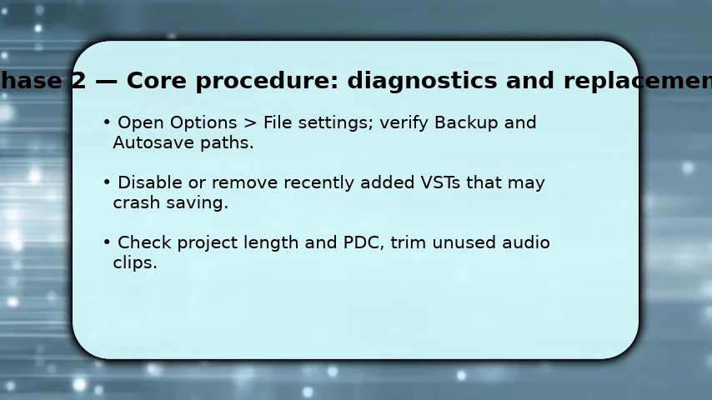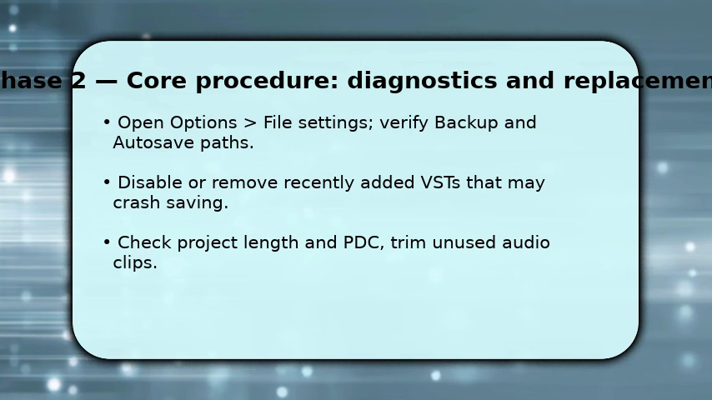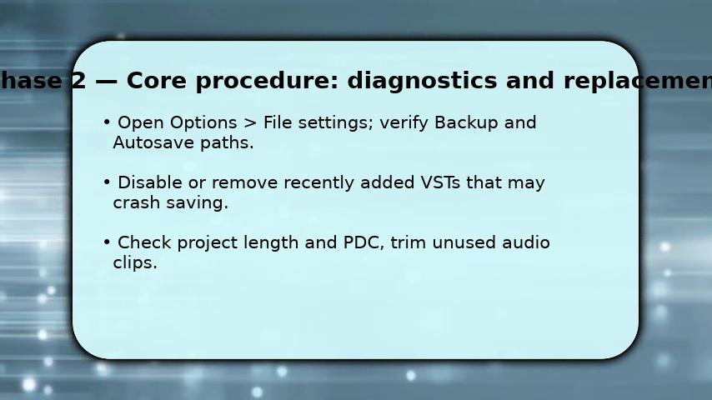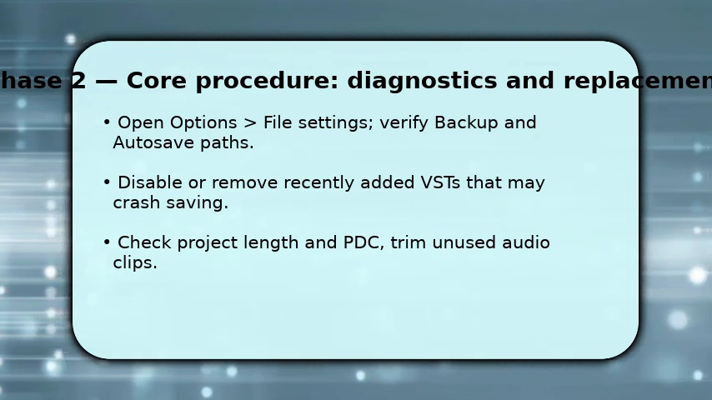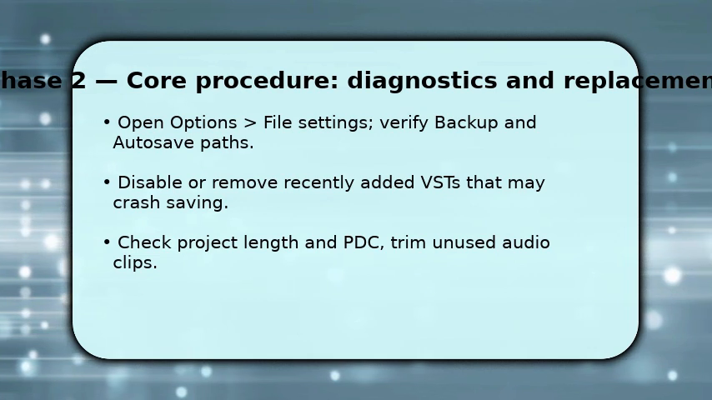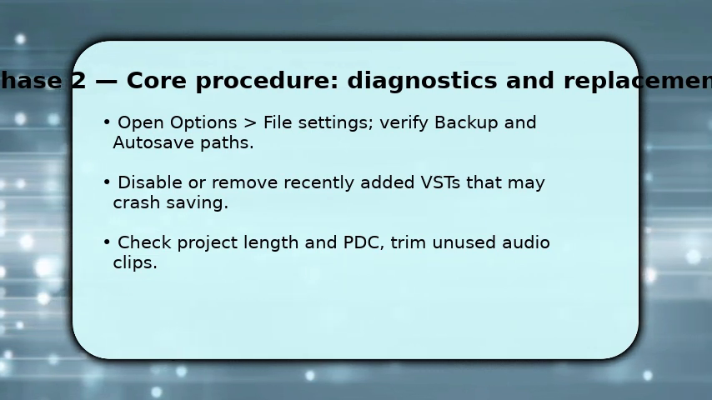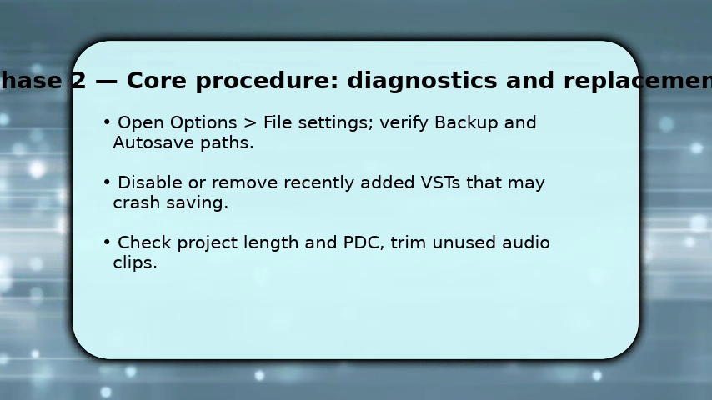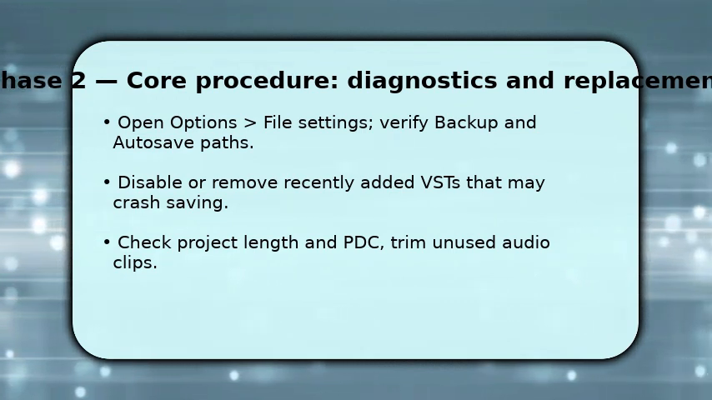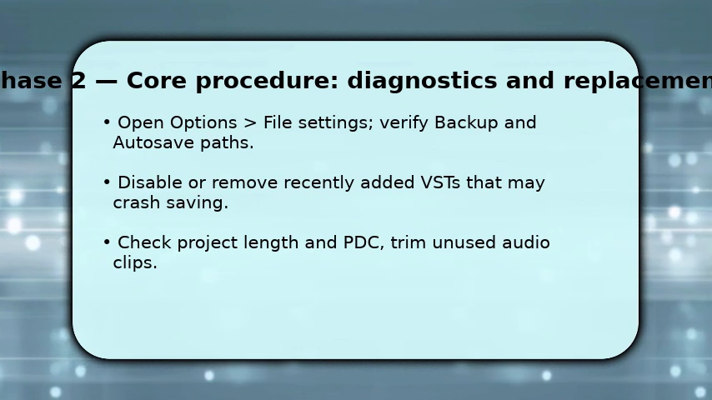Next, temporarily disable any recently installed third-party plugins because broken VSTs often disrupt project serialization. Also, look for oversized audio clips or extreme project length, trim unused channels, and consolidate audio. Doing these things reduces file complexity and prevents corrupt elements from blocking the save operation.